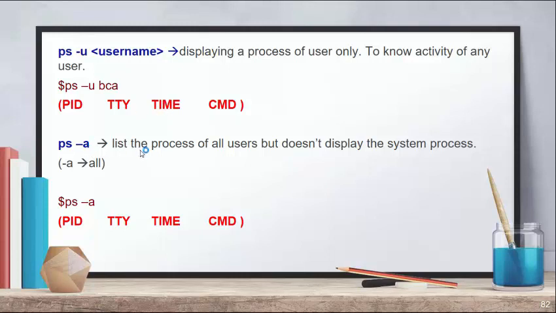ps -a is used to list the processes of all users, but it doesn't display the system processes. सिर्फ यूजर्स की प्रोसेस दिखाएगा, सिस्टम प्रोसेस नहीं दिखाएगा. माइनस ए मतलब ऑल. So over here I am giving you the example. Let us see ps -a and press enter. When I press enter, it will show me the information PID, TTY, terminal name, time and the command name or process name for all the users. हर एक users की ये 4 information मुझे दिखाएगा. तो सिंगल यूजर के लिए ps -u and all users के लिए ps -a. But system process नहीं दिखाएगा दोनों में.